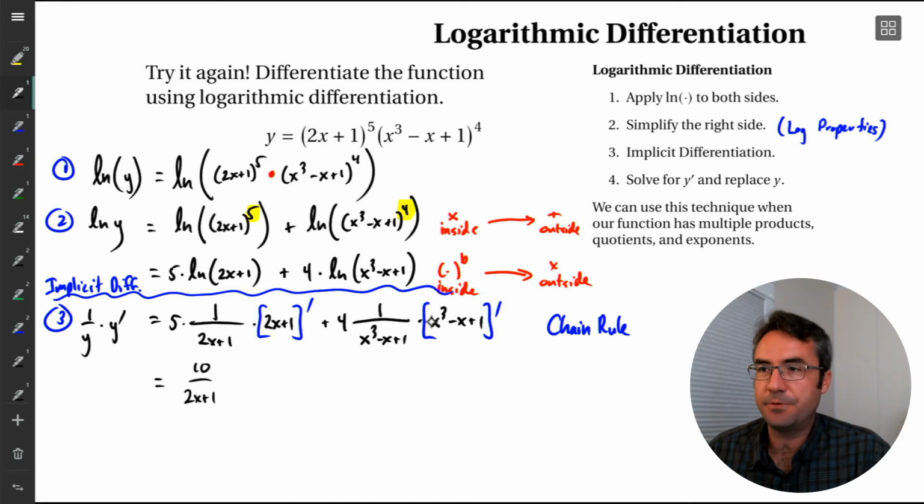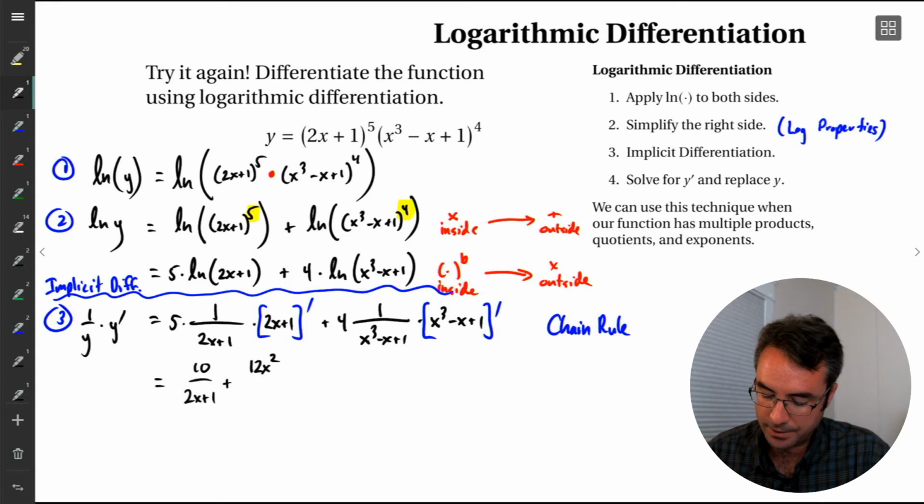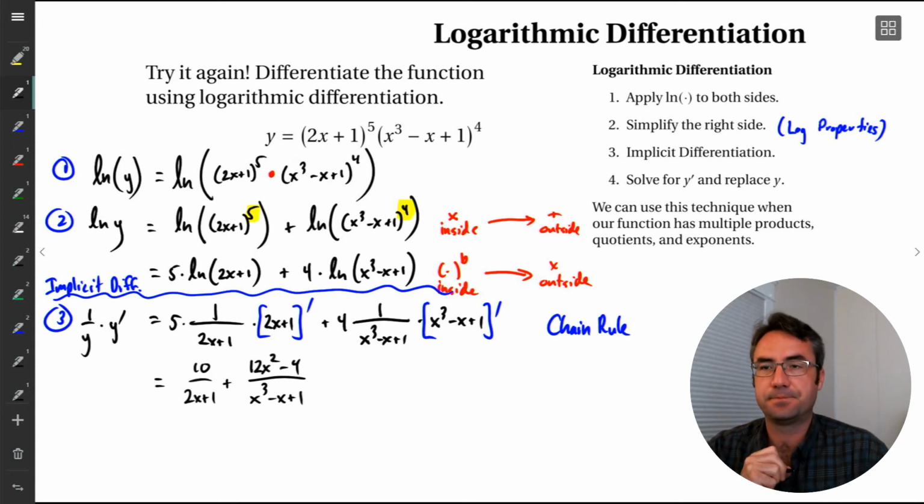And then derivative of x cubed is 3x squared. Derivative of minus x is negative 1. So we get a 3x squared minus 1 here. And I'll multiply that with the 4 and put everything on top, just to kind of clean this up as we go. So we're going to get a 12x squared minus 4 all over x cubed minus x plus 1.